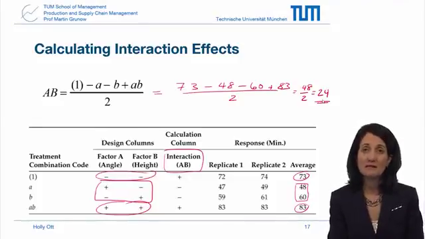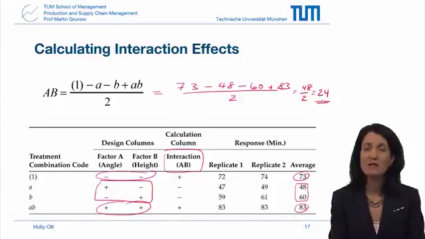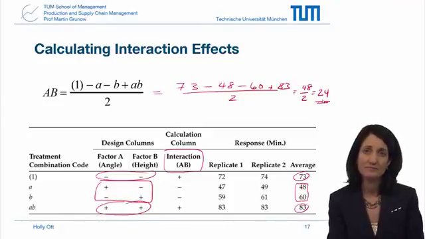What this means is that increasing both the blade angle and the deck height together increases the mowing time much more than the sum of the effects from increasing them individually. There is considerable interaction between factors A and B.